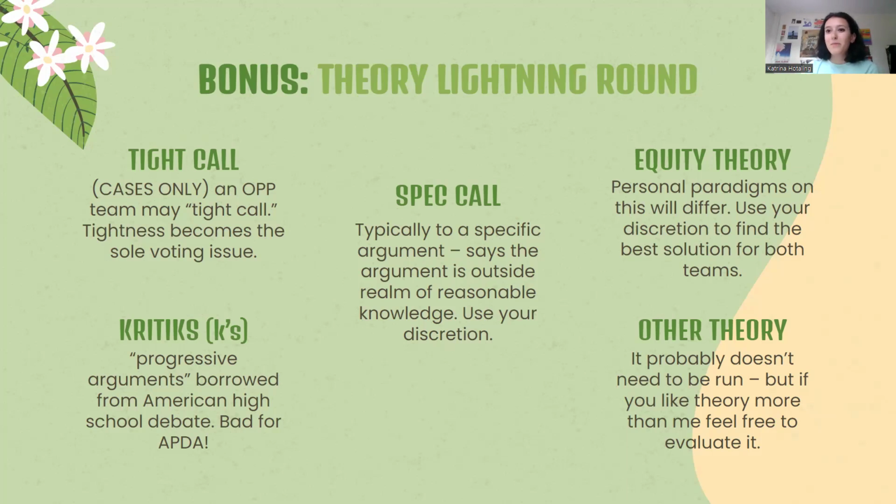In cases, an op team might tight call the gov team. This is essentially saying there are no winning arguments that we could have made on op in this round. We think case, therefore, is tight. In tight calls, tightness becomes the sole voting issue. Sometimes people run different theory, but we seem to have reached a place where a lot of tab policy will say tightness becomes a sole voting issue when a case is tight called.